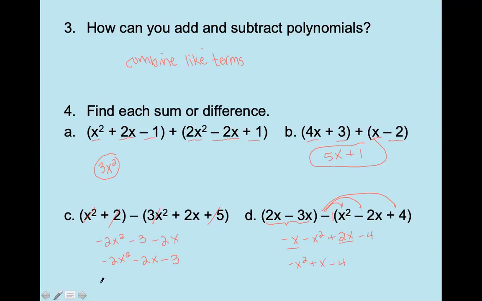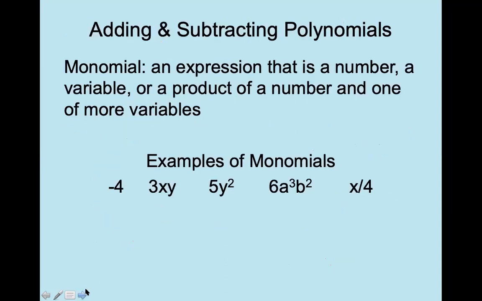All right, let's go ahead and jump into the actual lesson here. You have some vocabulary. So it says here a monomial is an expression that is either, I'll move my screen here so I can see. It is a number, a variable, or a product of a number and one or more variables. So here's some examples of some monomials. 1, -4 is a monomial, 3xy is a monomial, 5y squared, 6a cubed b squared, and x divided by 4. These are all monomials.